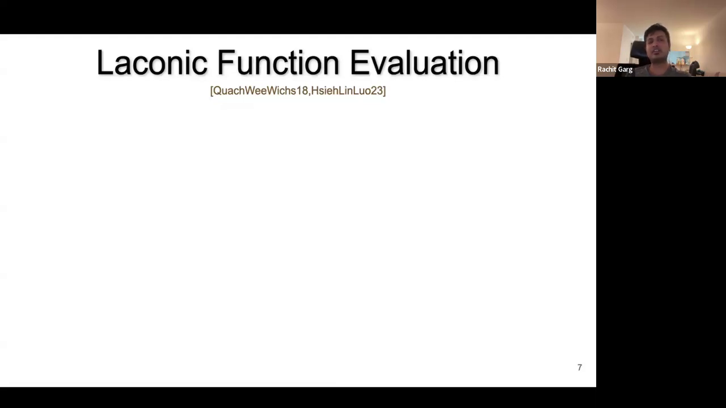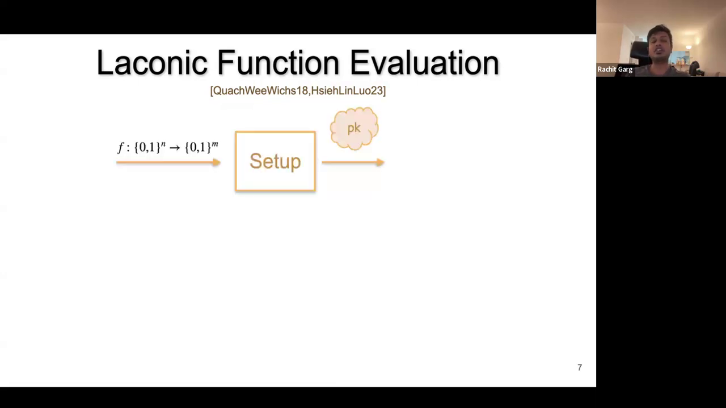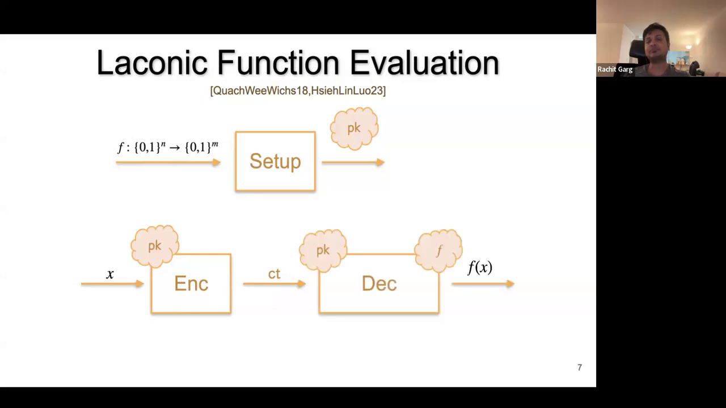Okay, so let me briefly explain what this object laconic function evaluation is. I'm going to be using a simplification of it for our purposes. Imagine there's some function f, which you want to compute on some input x. There is going to be a setup phase, which is going to output a public key. The input x, seeing this public key, can encrypt and output a ciphertext CT. The ciphertext CT can, just looking at this public key and this function f, decrypt back to f of x.